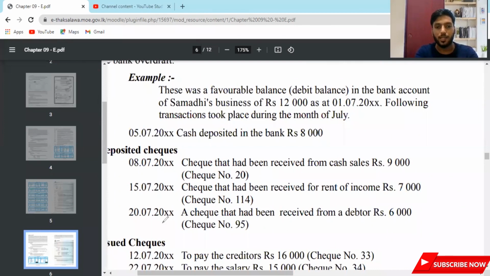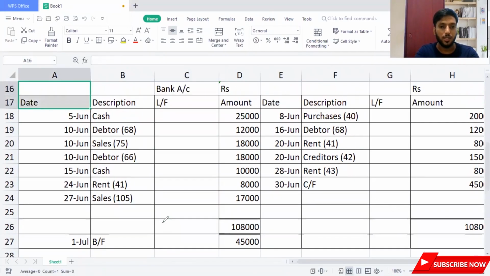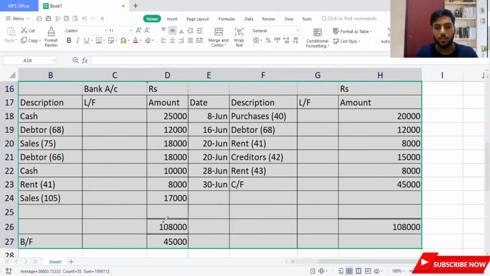I'm going to take the bank account. I'm going to copy this, so it's easy for me. We already have the format, so I'm going to take another bank sheet. Yeah, I'm going to copy it. Let me take it to a new sheet.